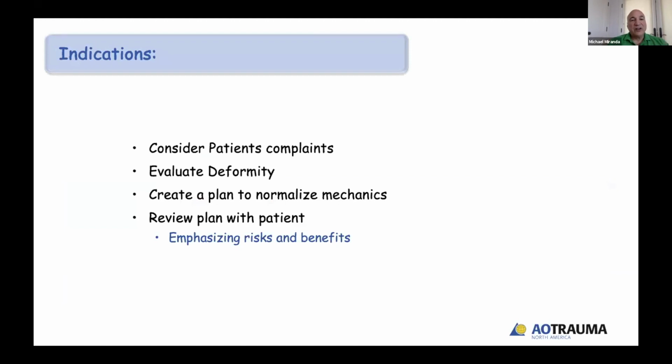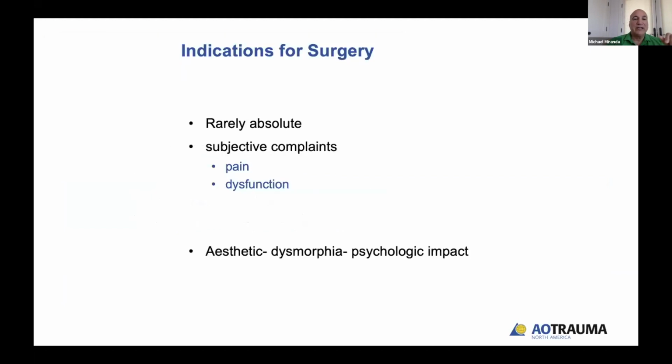Next, with regard to indications for these patients, you have to really look at the patient's complaints with regard to their malrotation and understand the deformity. You want to create that plan and then review that plan. The indications for surgery for malrotations are rarely absolute. We'll go through what the current recommendations are. But the patients' complaints are very, very important. You want to make sure that you understand where their pain is coming from and the degree of dysfunction.